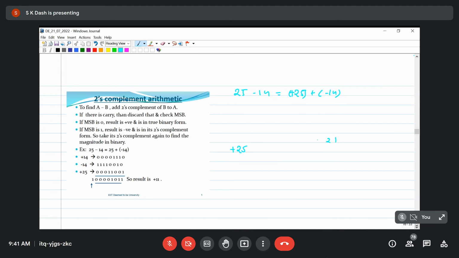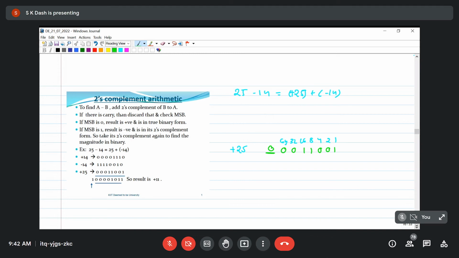1, 2, 4, 8, 16, 32. 0 1 1 0 0 1. I need to take 7 number of bits. So 1, 2, 3, 4, 5, 6, 7. 25 is 16 plus 8 plus 1. So this will be 0, 0, 1, 1, 0, 0, 1. To represent plus 25, I need to add a 0. This will be my most significant bit. So this will be 0001 1001.